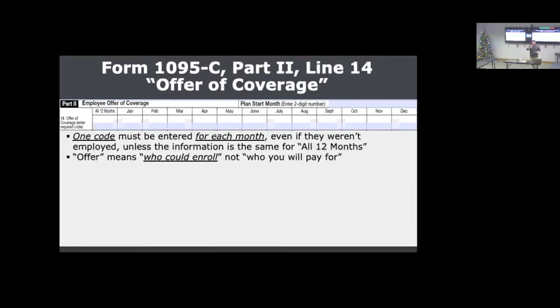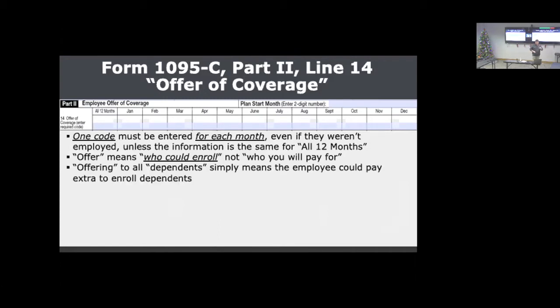So what is your offer? Not what the board would pay for, who could they enroll? And we'll get into that. There's a difference between offering to all dependents and the employee can pay for it, or telling an employee, no, even if you want to, we're not going to let you enroll your spouse and dependents because I'm not going to hassle with you writing me a check every month. I get the sentiment. That's not a good approach from the Obamacare perspective, right?